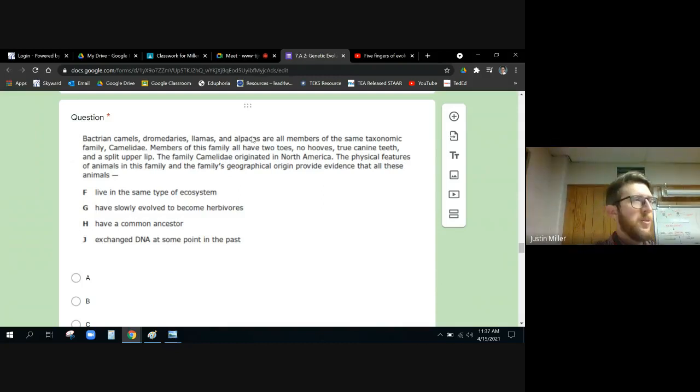You ever seen Emperor's New Groove? You haven't seen it? It's an old Disney movie, Emperor's New Groove. He turns into an alpaca or a llama. I think he turns into a llama.